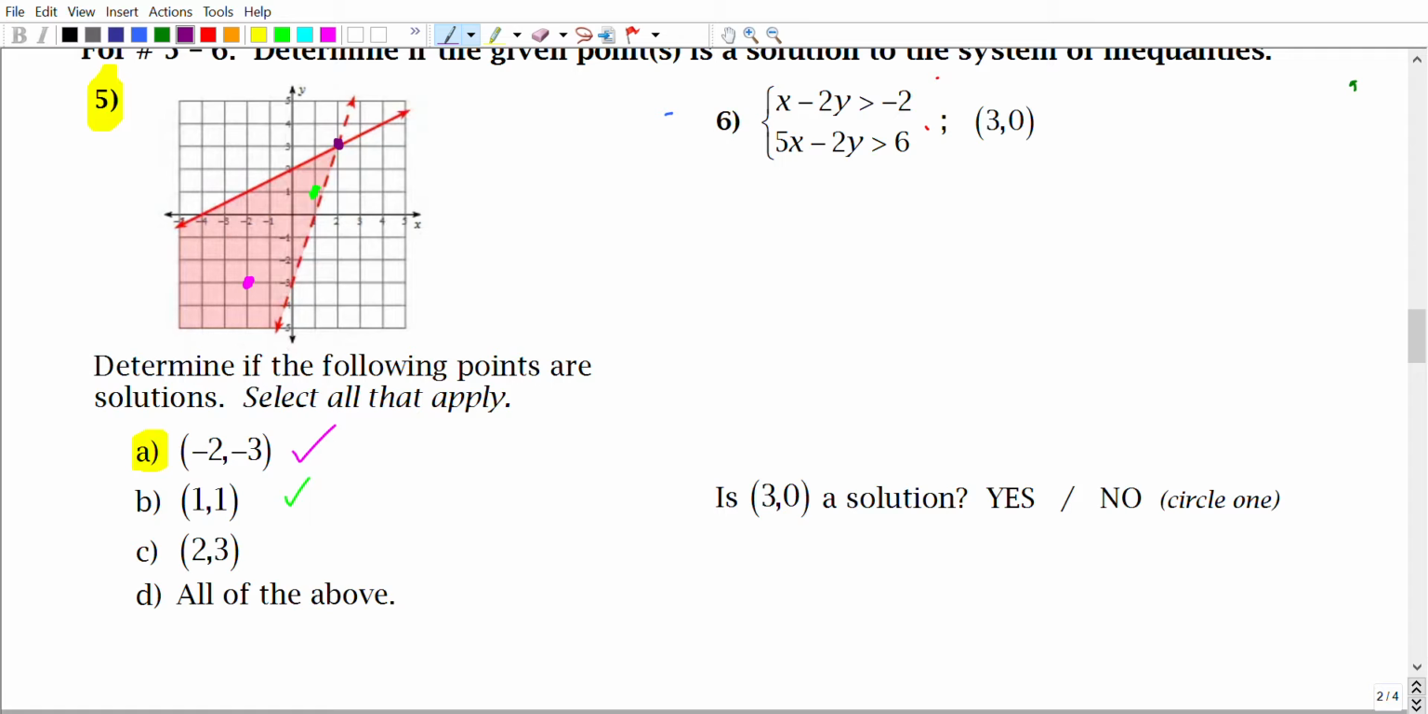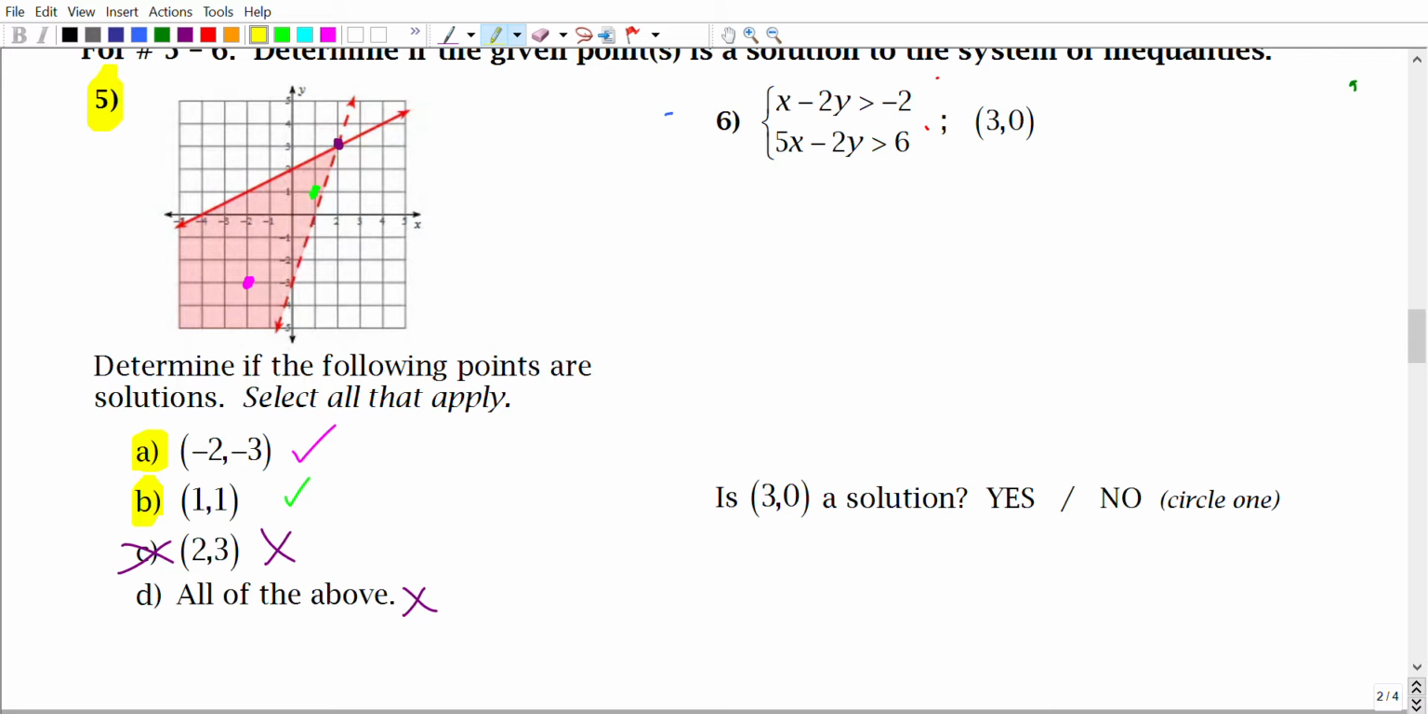It would touch a solid line, but it would never actually touch a dashed line, meaning that point 2, comma 3 only works for this line up here, but it does not work for the dashed line, okay? And in order for it to be a solution, it has to work for both. So no, this one is not a solution to this system of inequalities, okay? So, and then obviously all of the above would not apply because C failed, okay? So only A and B were actual solutions to this inequality.